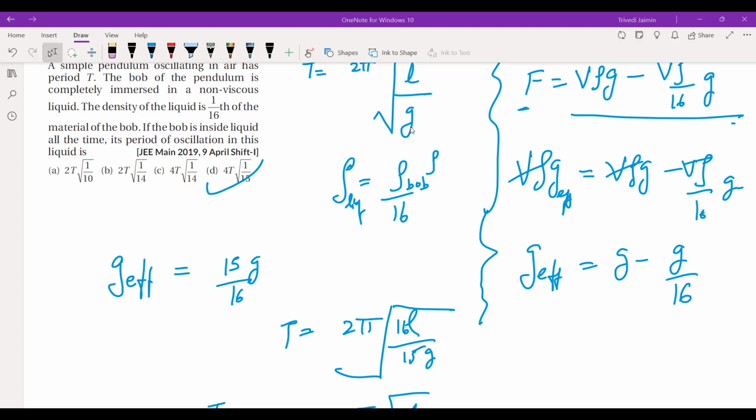Ramcharan? Yes or no? Yes, sir. What about Varsha?